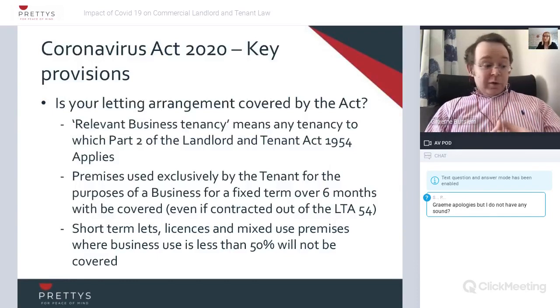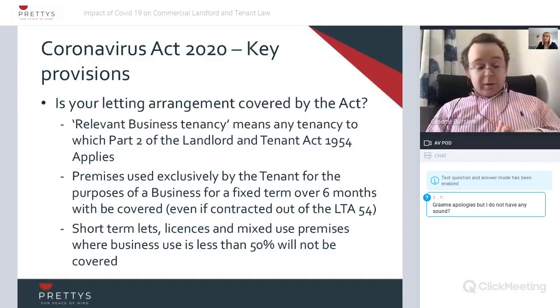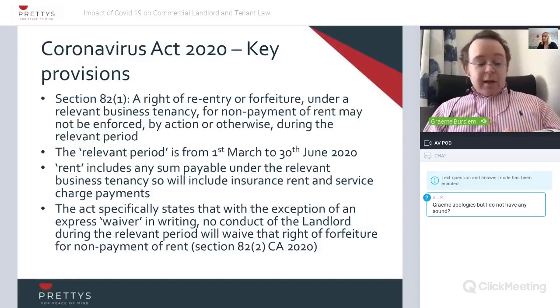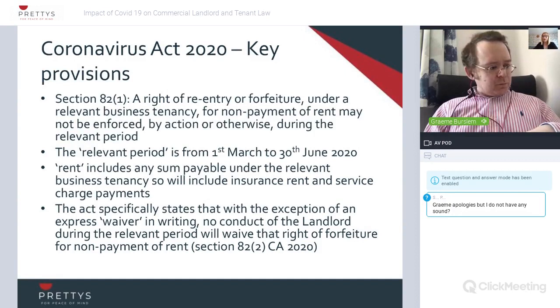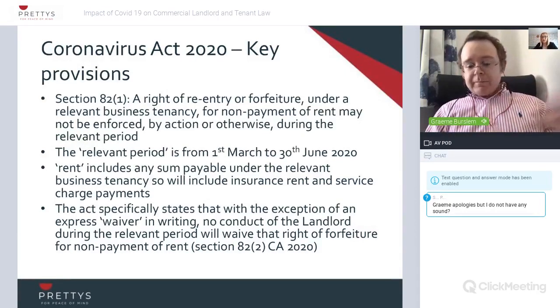So I suppose one further point, in some ways a question, is do we know what the position is with agricultural tenancies? Because they're not expressly covered either.